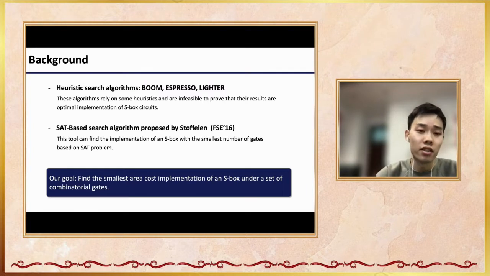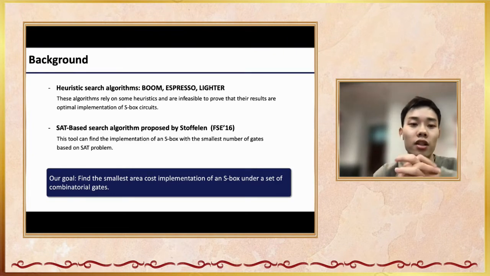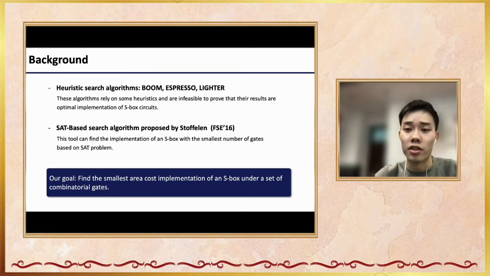Then at FSE 2016, Stoffelen proposed a set-based method. This model can find the implementation of an S-box with the smallest number of gates. However, the area costs of different gates are different. The smallest number of gates will still lead to a large area cost. So our goal is to search for the smallest area cost implementation of S-boxes on the set of combinatorial gates.